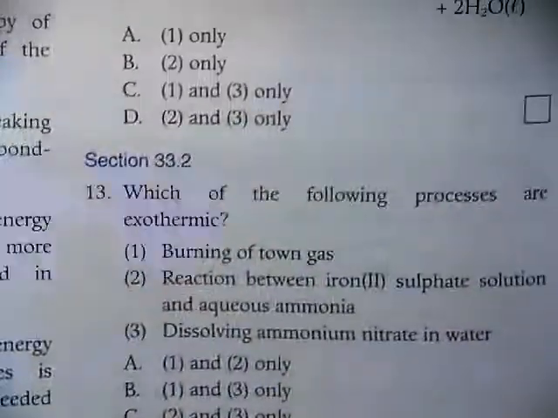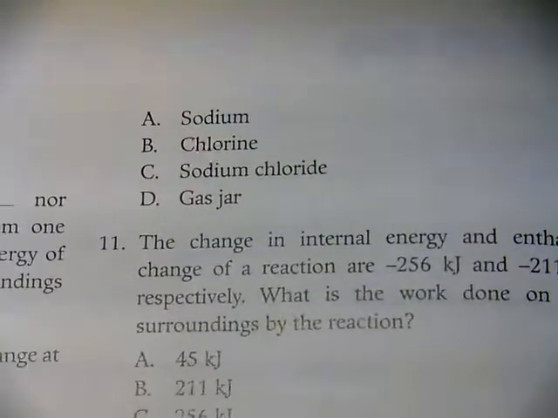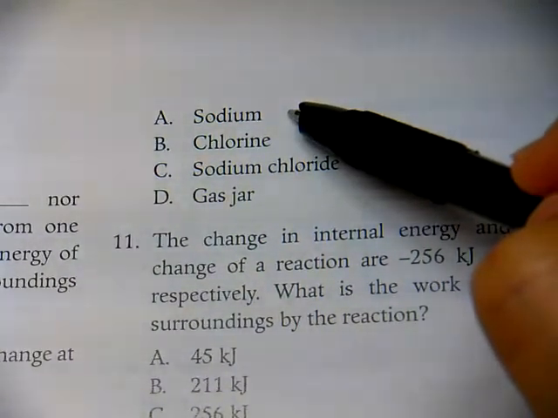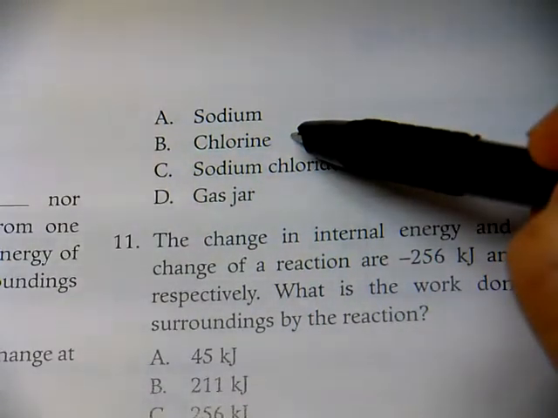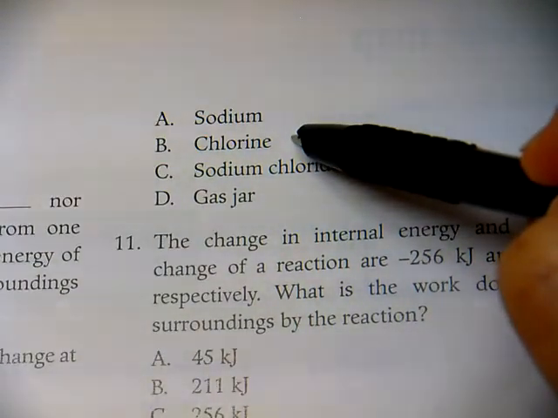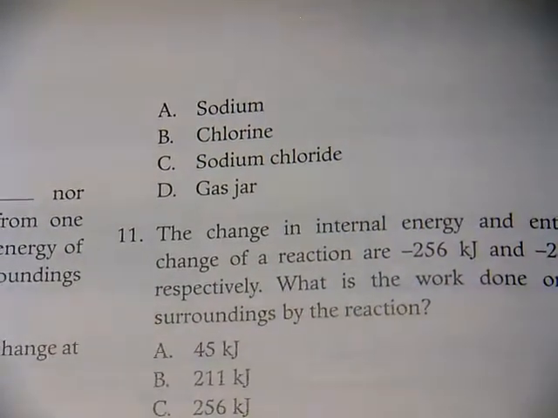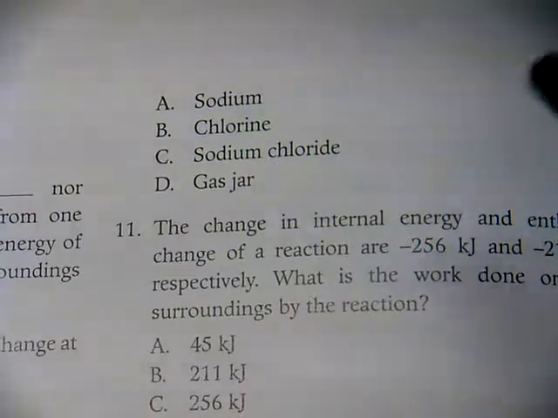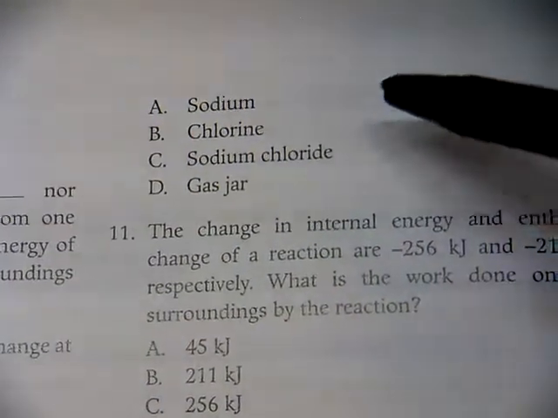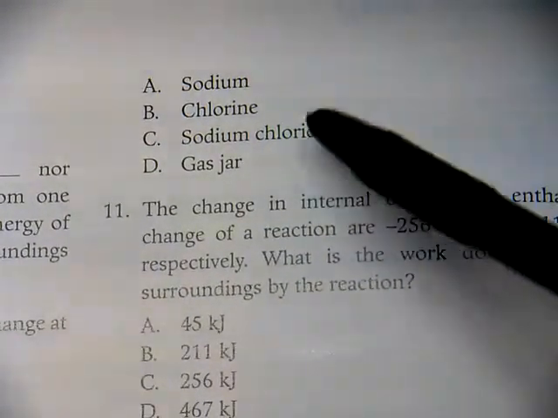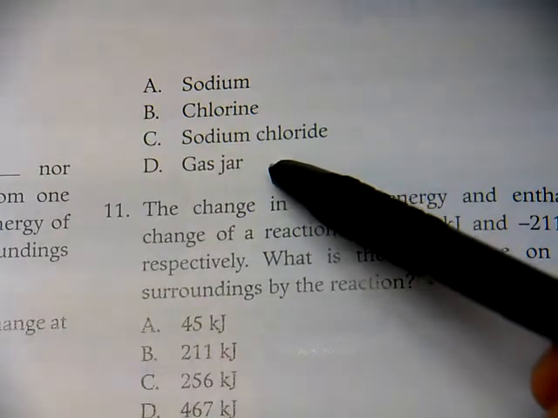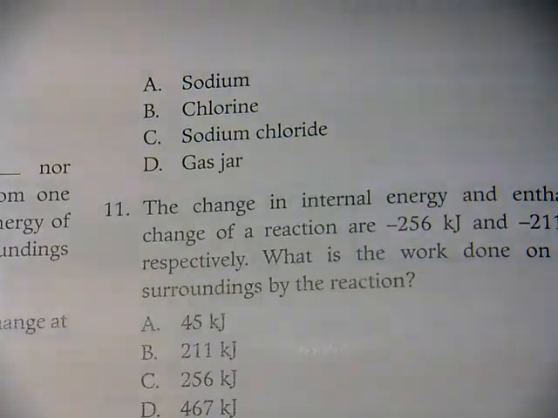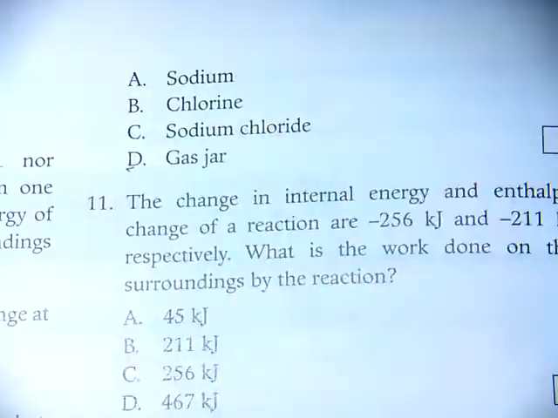So, let's look at the answer. Sodium is one of the reactants, therefore it belongs to the system. Chlorine is also a reactant, therefore it belongs to the system. Sodium chloride is the product, therefore it belongs to the system. Gas jar does not belong to the reactant or product, it is the surrounding. Therefore the answer is D.